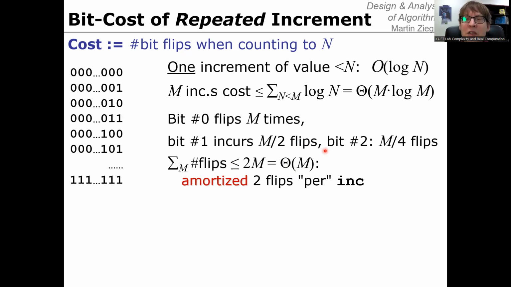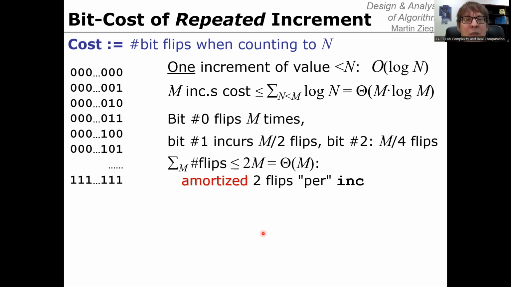So that was the first very basic example of amortized analysis and how that gives a more realistic prediction of the actual behavior than repeated worst case analysis. Namely, now the total number of bit flips turns out to be just linear as opposed to m log m.